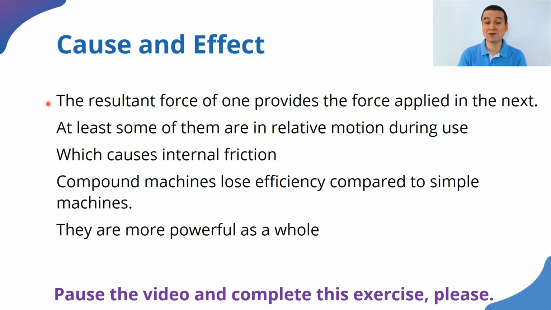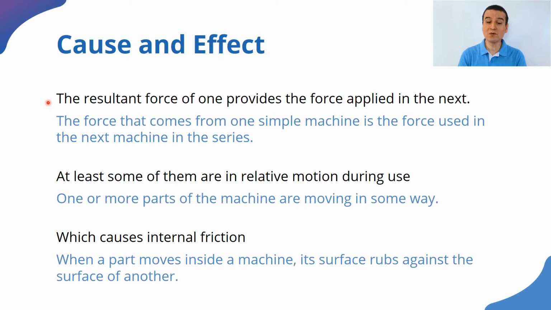So let's look at the first one. The resultant force of one provides the force applied in the next. All right, in the context of the text, what does that mean? I have this sample answer that a boy wrote, and it says, the force that comes from one simple machine is the force used in the next machine in the series. Simple. That is, instead of saying the resultant force of one provides the force applied in the next what? Oh, it's the simple machines. We had to read the text carefully to understand that was what was going on.